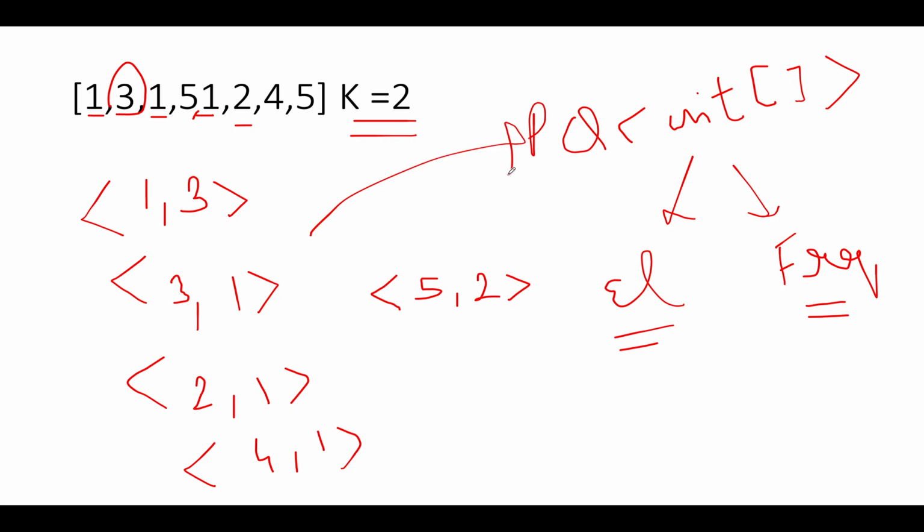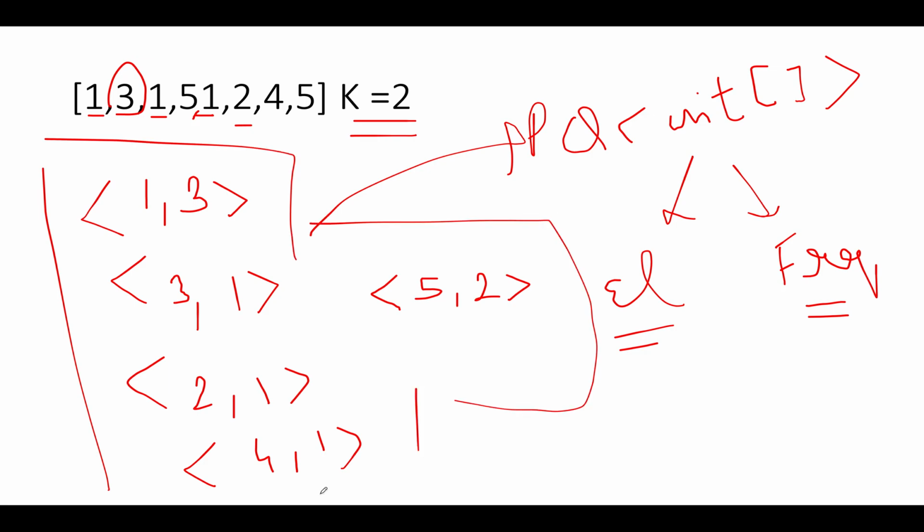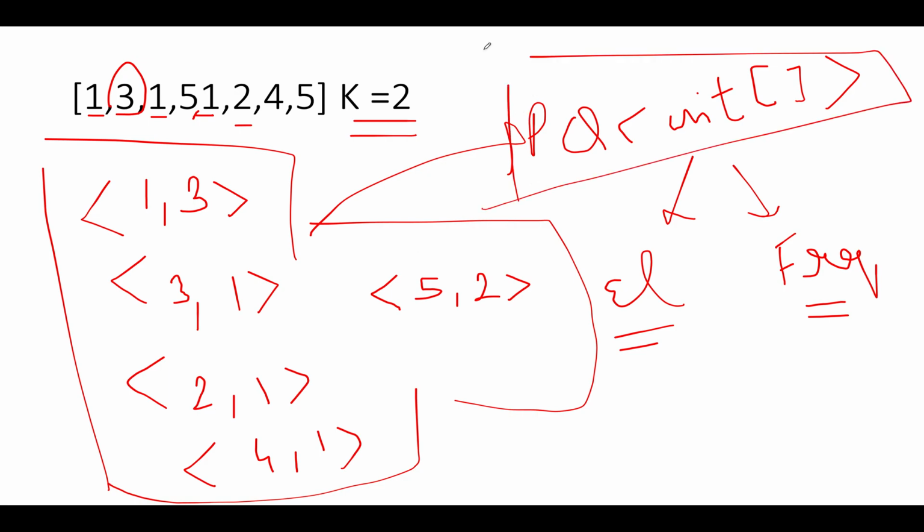So once we have added all these elements into this priority queue, now it's really simple. We'll simply pull out two elements from this priority queue and our work is done. Since it's a max heap, the one where the maximum frequency lies will be pulled out first.